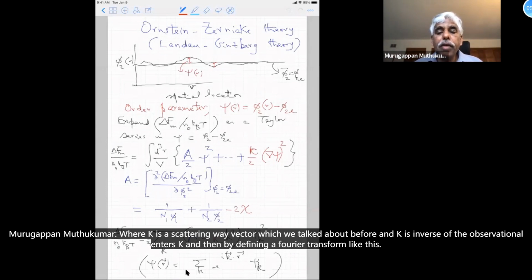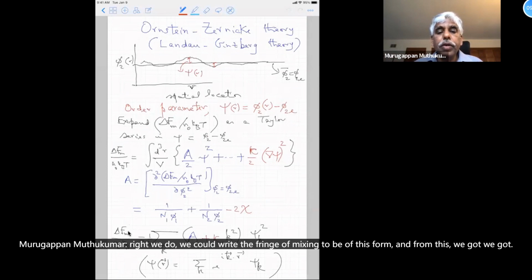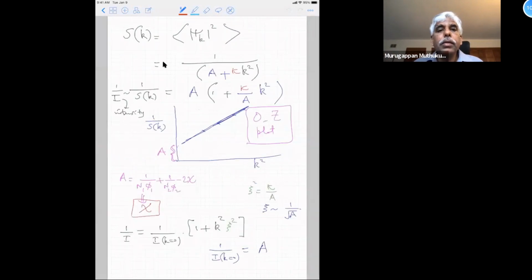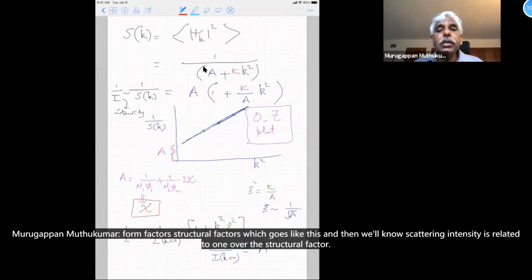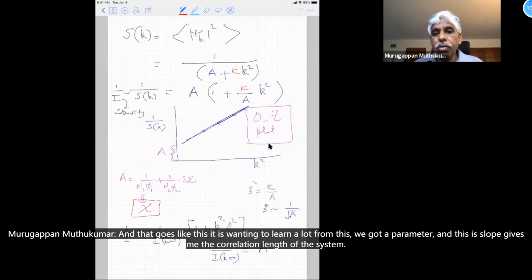And then by defining a Fourier transform like this, we could write the free energy of mixing to be of this form. And from this, we got the form factor, the structure factor, which goes like this. And then 1 over scattering intensity is related to 1 over the structure factor. And that goes like this. This is the Ornstein-Zernike plot. From this, we got a chi parameter.